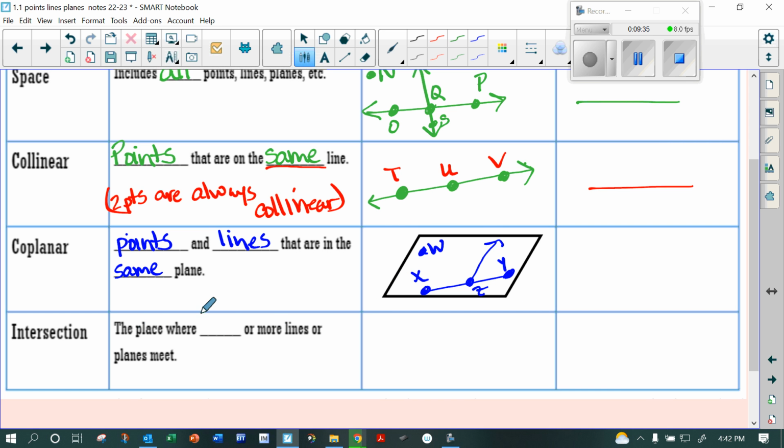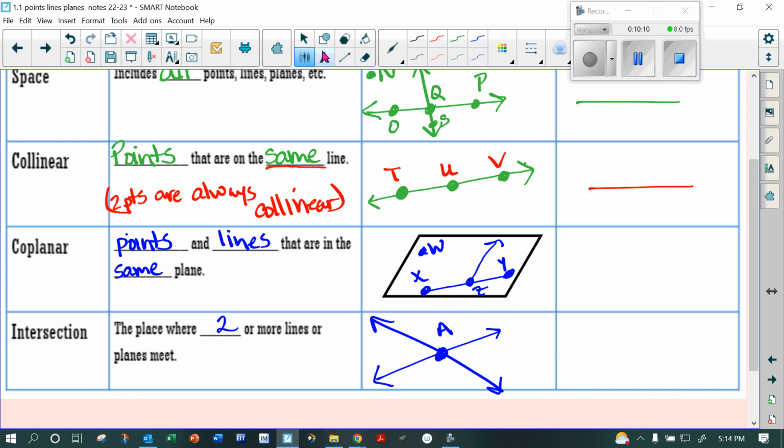Now, an intersection is a place where two or more lines or planes meet. Okay, let me start over for just a second here. So an intersection is the place where 2 or more lines or planes meet. So if I have this line right here going this way, and then another line going through this way, then this intersection point is where they meet.